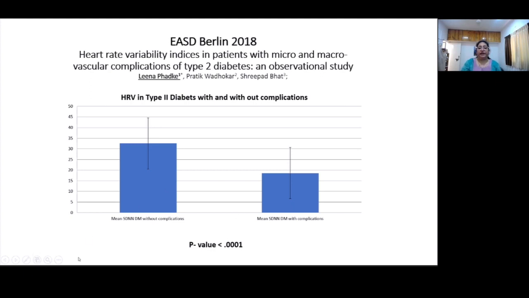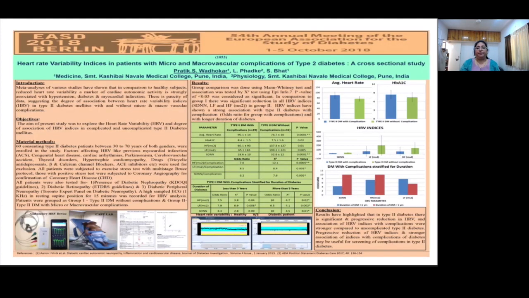So HRV in type 2, you can see over here that mean SDNN is a marker of HRV indices, and without complication it is much higher compared to diabetes with complication. So if we get a patient without any other screening test, and we find that their heart rate variability is reduced, this is the right candidate to send for further evaluation of micro and macrovascular complications. So this paper we presented at ESD Berlin.